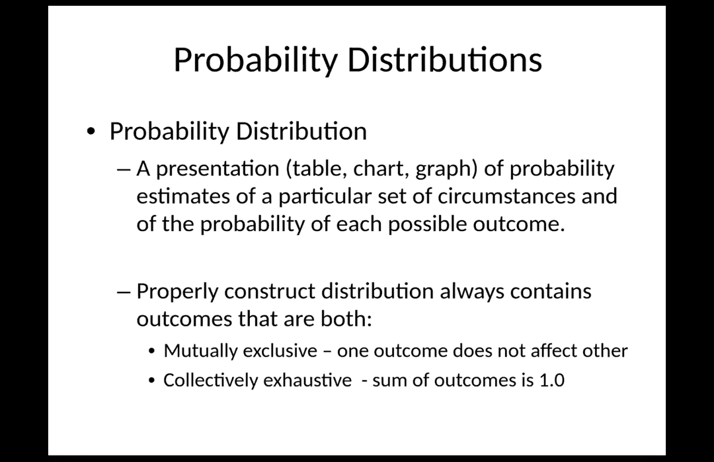And then a properly constructed distribution always contains outcomes that are both, and this is the other important part, mutually exclusive, so one outcome does not affect the other, and collectively exhaustive, that the sum of outcomes is 1, right? And so there's typically a question on the exam about different outcomes, and the answers are like 1.2 and negative something. Well, the reality is, it can't be 1.2. You can automatically eliminate that because the sum of all outcomes has to be 1, right? It can't be greater than that.